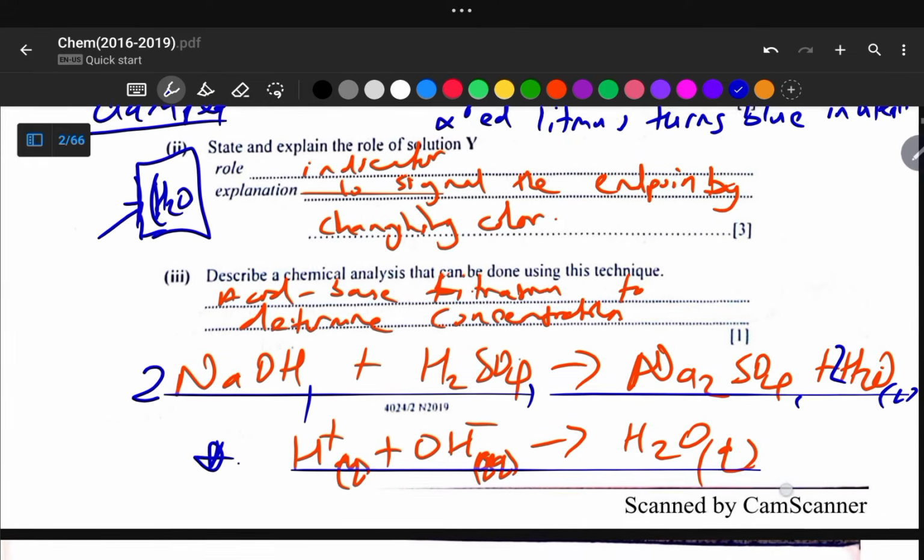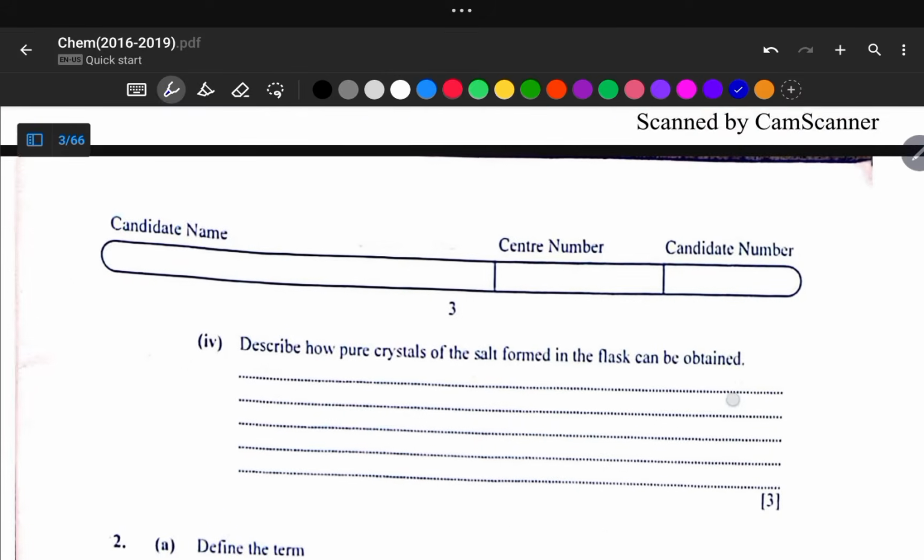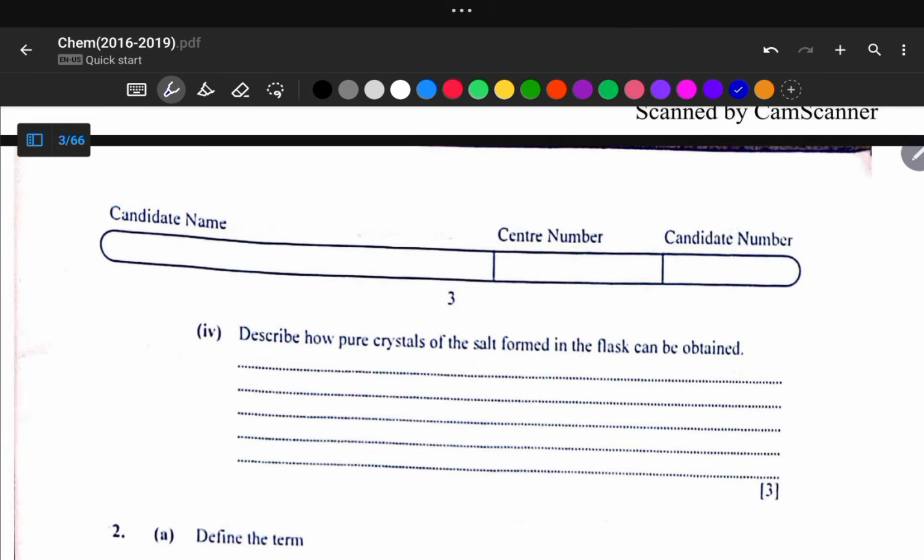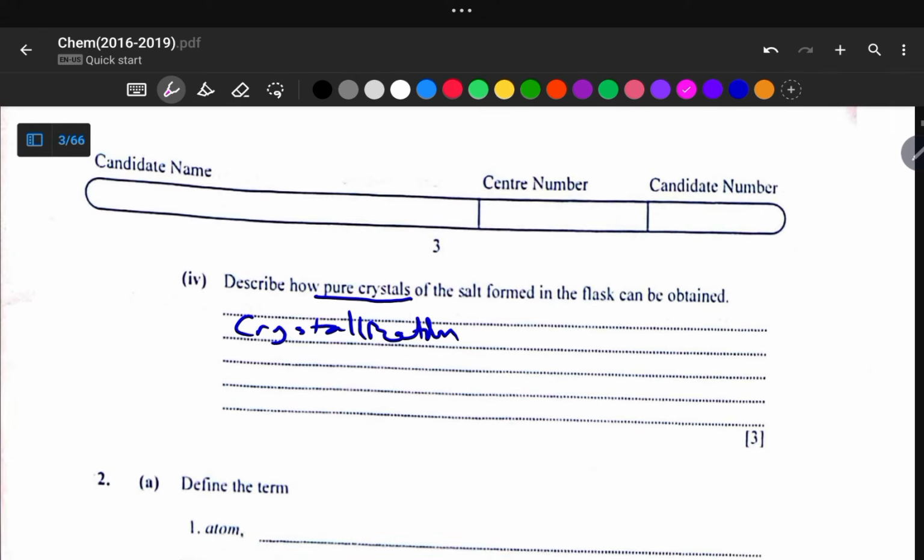Right? So I think we are now moving on to this part, which says describe how pure crystals of the salt can be formed. So to form pure crystals, we use the method called crystallization, right? So we use the method of crystallization. So whenever they say tell us how we can obtain pure crystals, always remember the method of crystallization. So the method of crystallization can be defined as the method used to separate a pure solid from a solution, right? So it is the best method to obtain a pure salt or pure crystals, right?